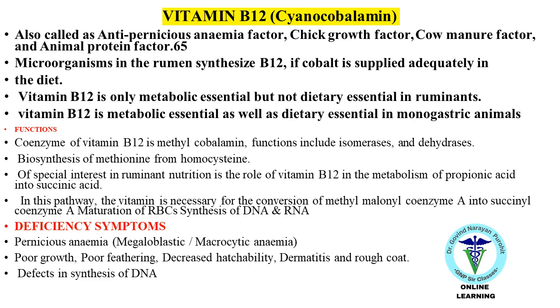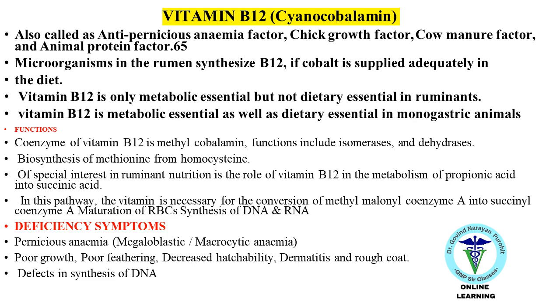Functions. Coenzyme of vitamin B12 is methylcobalamin. Functions include isomerases, dehydrases. Biosynthesis of methionine from homocysteine. Of special interest in ruminant nutrition is the role of vitamin B12 in the metabolism of propionic acid into succinic acid. In this pathway, the vitamin is necessary for the conversion of methylmalonyl coenzyme A into succinyl coenzyme A, maturation of RBCs, synthesis of DNA and RNA.